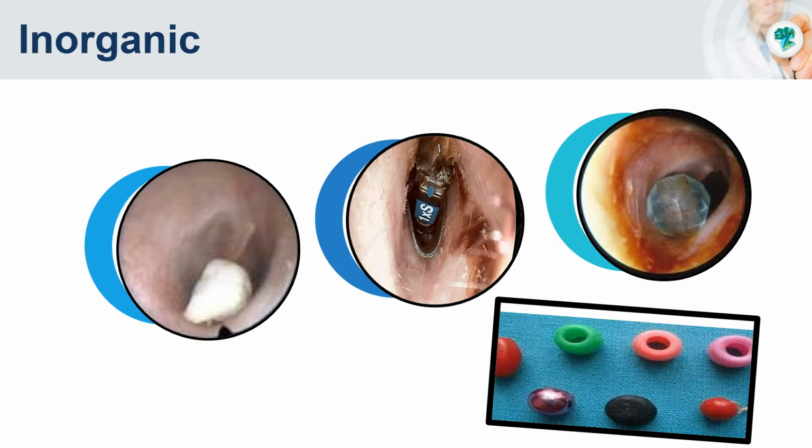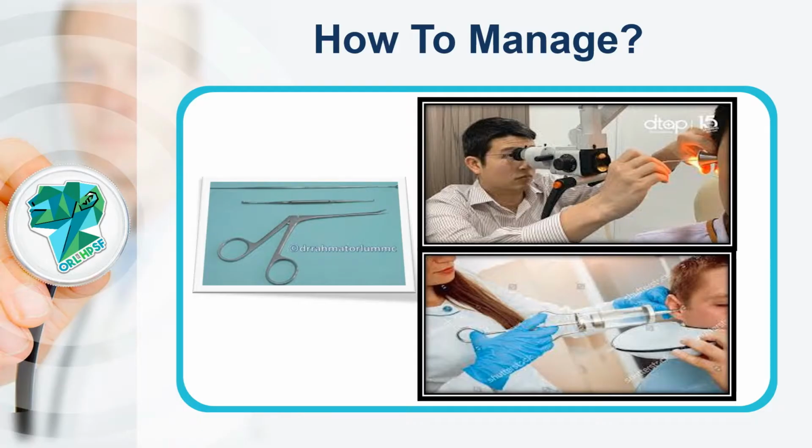If not, you can straight away refer to us for the removal of these inorganic things. How do we manage to remove all these foreign bodies? We can use irrigation, provided the tympanic membrane is intact. It is contraindicated if it is soft objects, organic matter or seeds, since it can further dislodge the foreign body deeper. Apart from that, under ENT, we can use suction or even hook with the crocodile forceps.